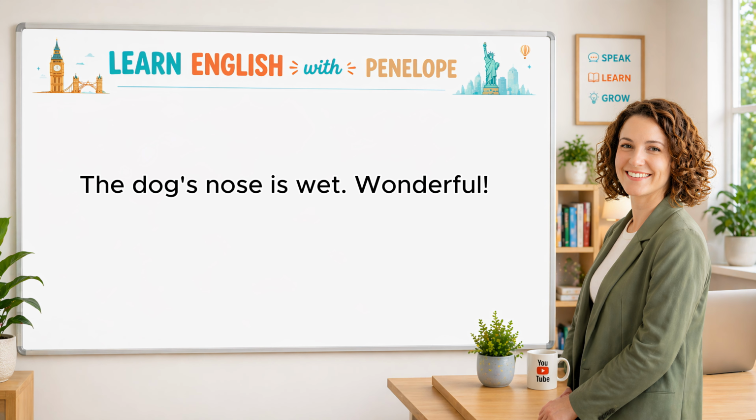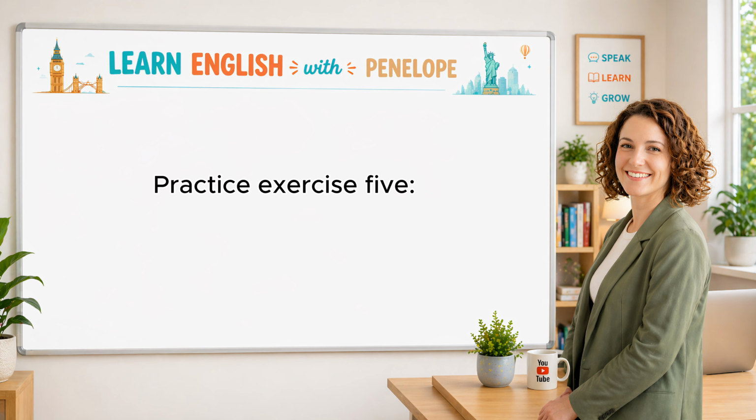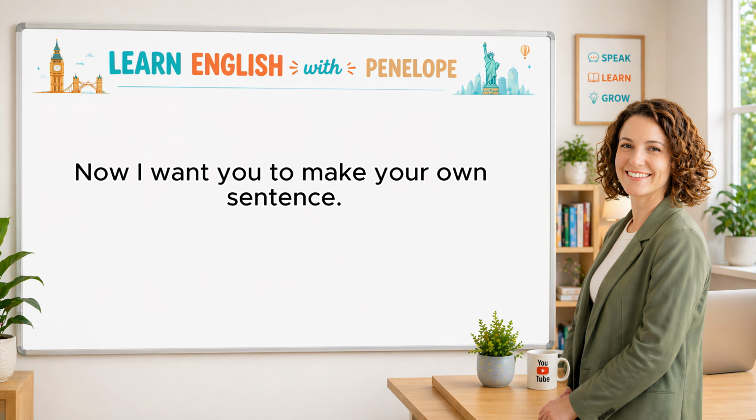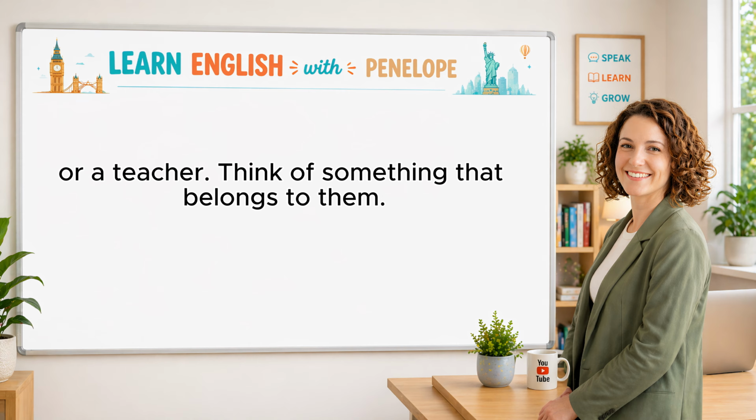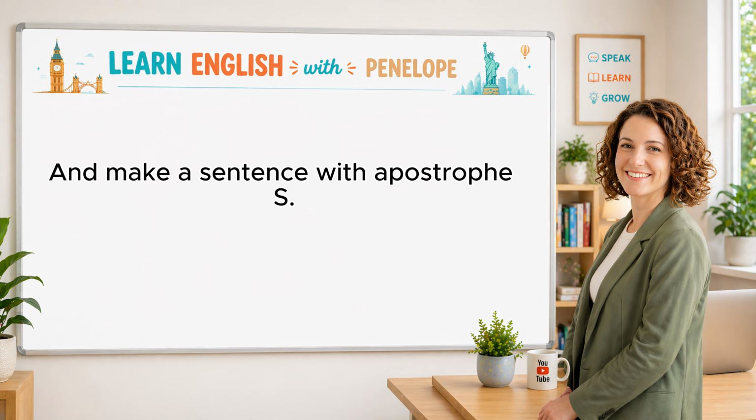The dog's nose is wet. Wonderful. Practice exercise 5. Now I want you to make your own sentence. Think of someone you know, a friend, a family member, or a teacher. Think of something that belongs to them, and make a sentence with apostrophe S.